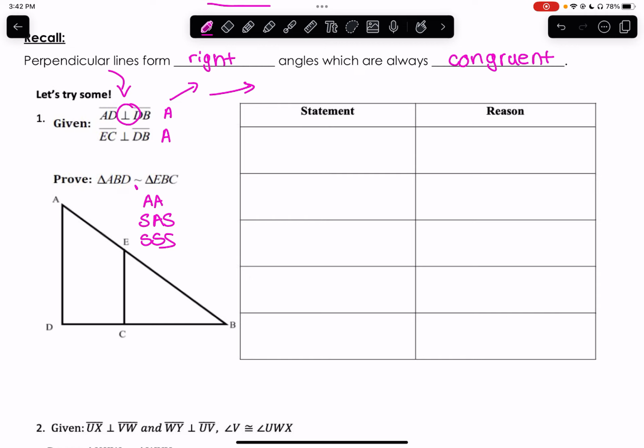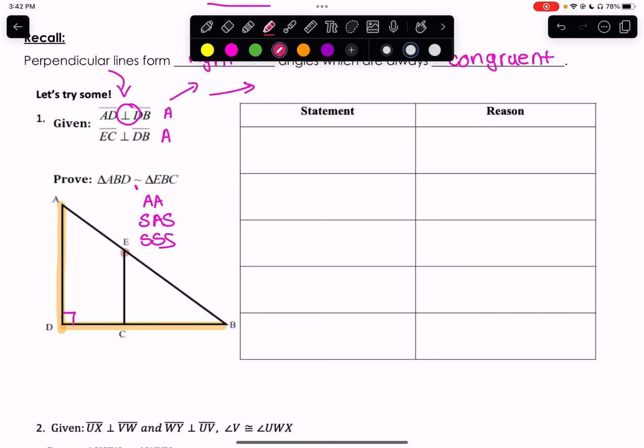Well, I have information about AD is perpendicular to DB because these two lines are perpendicular. And then they also tell me that EC is perpendicular to DB. So you also know that there is a right angle here. So I already have one pair of angles. And since there's nothing else given to me about the sides, I know I have to look for a congruent angle.